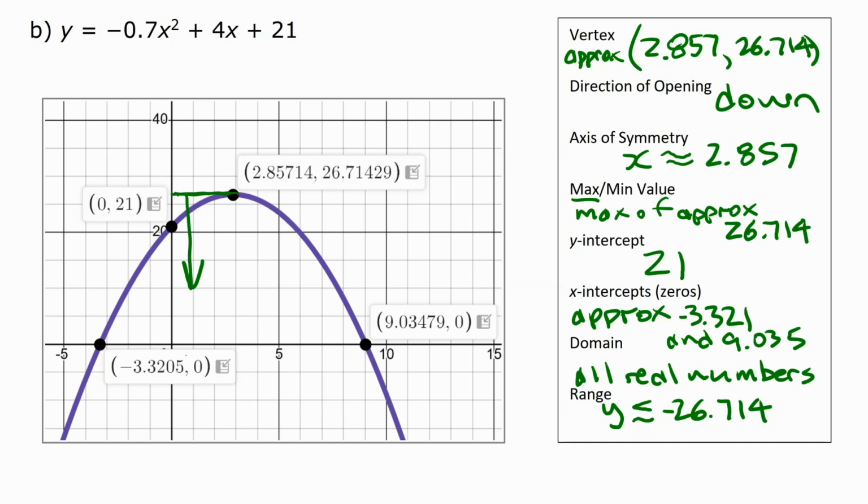All right, so that's that information from that function. All right, and that's it. That's graphing quadratic functions with technology, resizing the graph as necessary, and getting information from that graph.